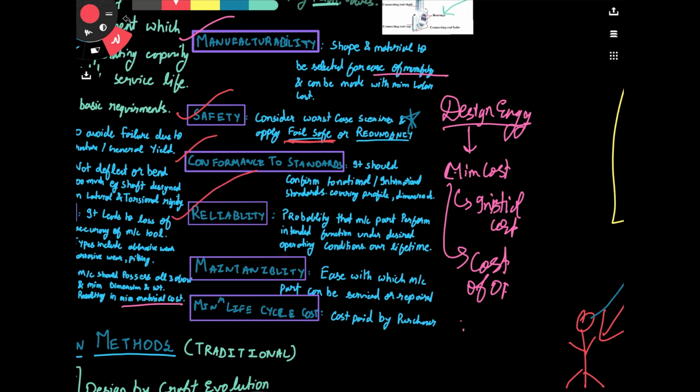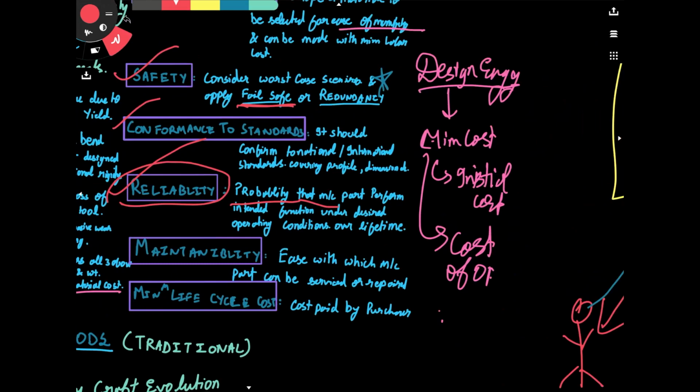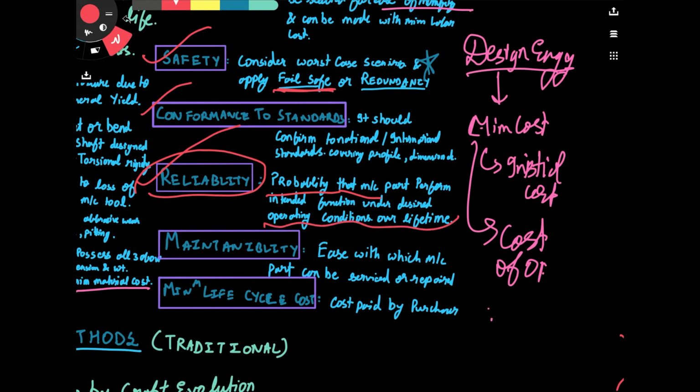Now, next thing in line is reliability. So, what actually is reliability? Well, it's nothing but the probability that a machine will perform its function under the desired operating conditions for a lifetime. I guess that's very much true from the definition itself.